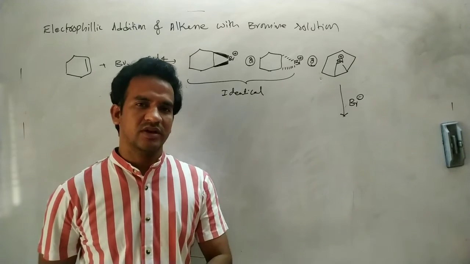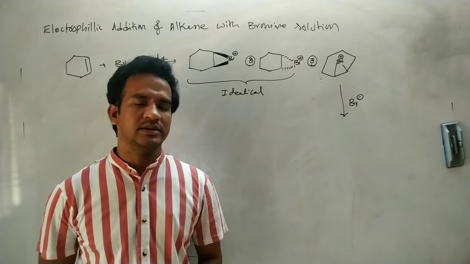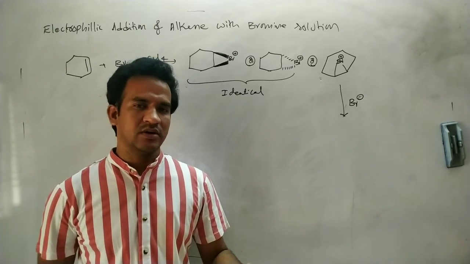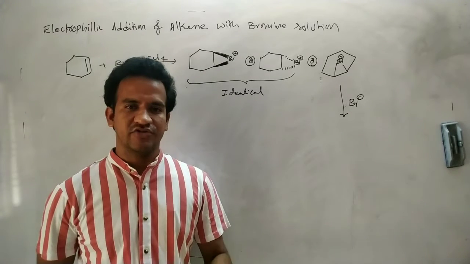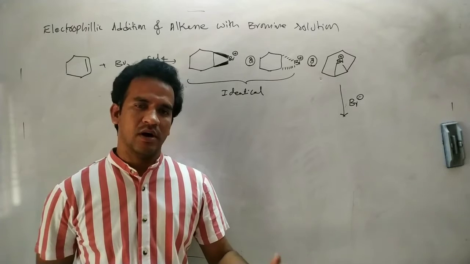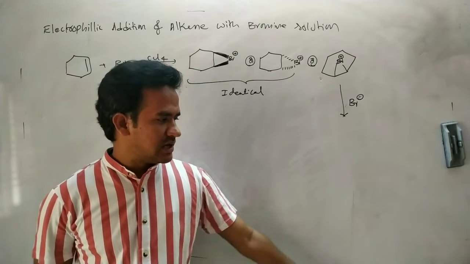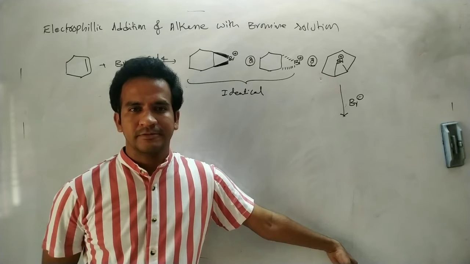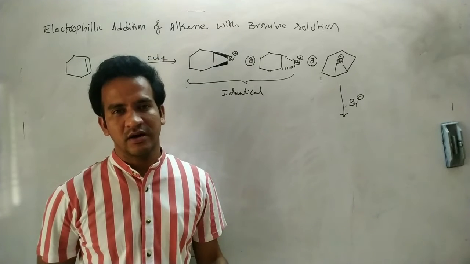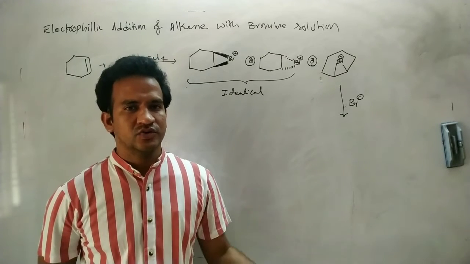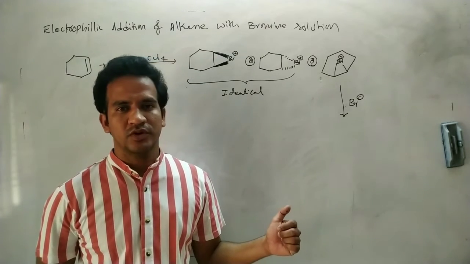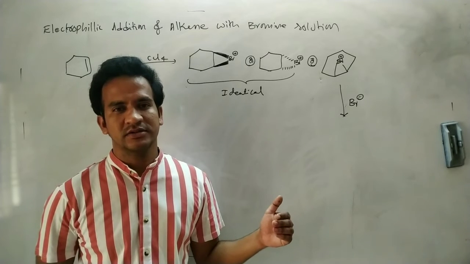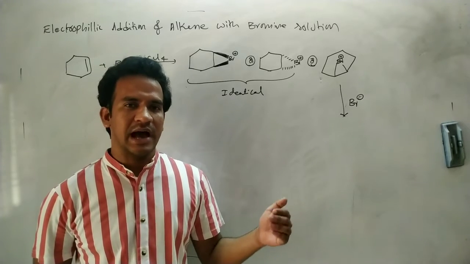decolorized. So based on this color change, we can conclude that the given compound is an unsaturated compound, either alkene or alkyne. Generally, this addition of bromine has one specialty in alkene reactions. This bromine addition involves a cyclic halonium ion.